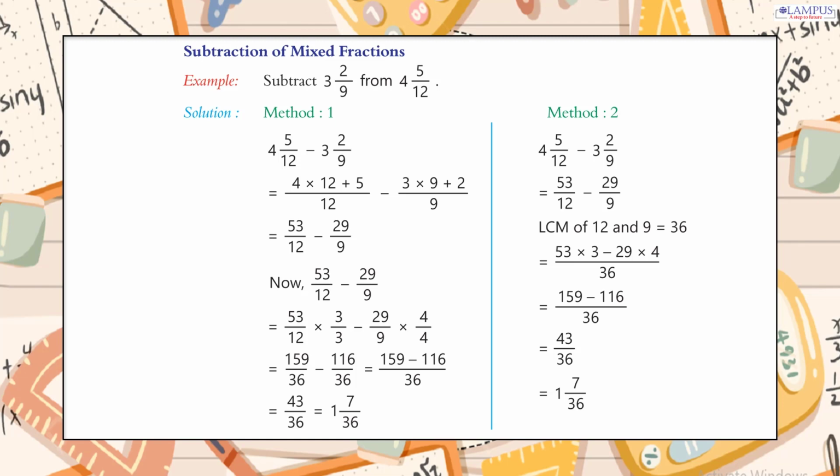Method 2. 4 and 5 by 12 minus 3 and 2 by 9. Convert the mixed fraction into improper fraction, equals 53 by 12 minus 29 by 9. LCM of 12 and 9 equals 36, equals 53 multiply by 3 minus 29 multiply by 4, whole divide by 36, equals 159 minus 116, whole divide by 36, equals 43 by 36 equals 1 and 7 by 36.